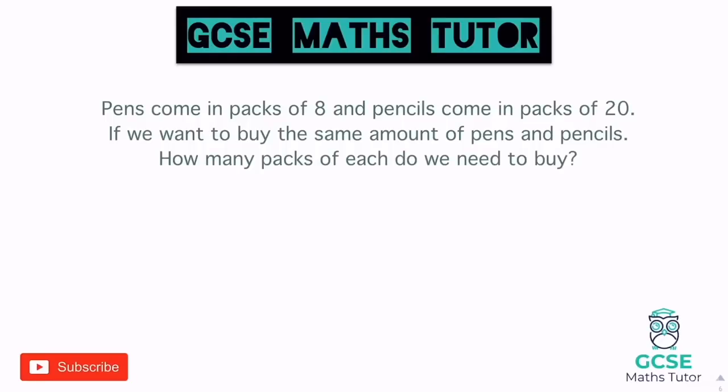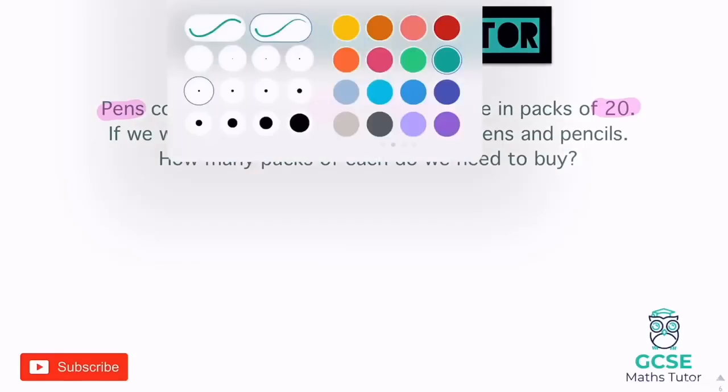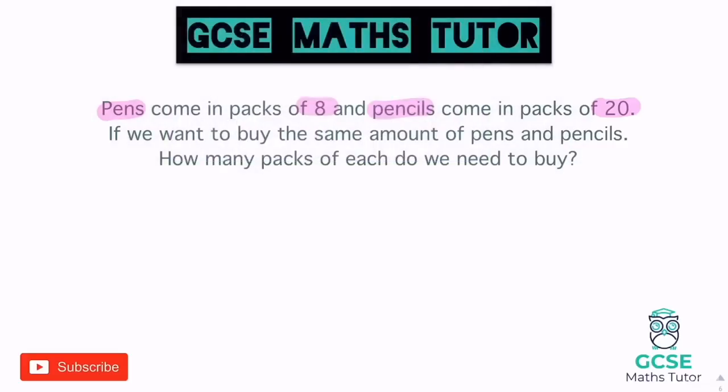So pens come in packs of 8 and pencils come in packs of 20. If we want to buy the same amount of pens and pencils, how many packs of each do we need to buy? So again, we've got pencils come in 20 and pens come in packs of 8. So if we find the lowest common multiple of these and see what we get. So for 8, for the pens, let's label this pens and pencils. And pencils comes in packs of 20.